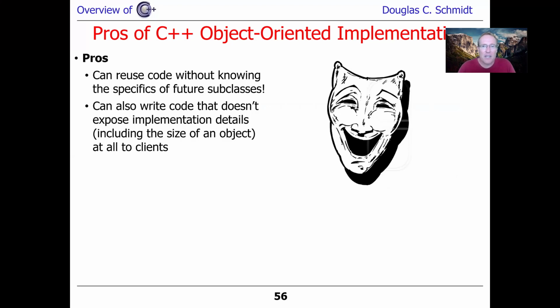So what are the benefits of doing object-oriented programming? The benefits are we can reuse code without having to know the specifics of subclasses, either ones we built when we built the original code, or more interestingly, ones that we define in the future. The other thing you can see here is we can also write code that doesn't expose any implementation details, including the size of the objects, to clients. In our particular case, we're always using a stack pointer in our code. So that code doesn't care about the size of the actual implementation. Those things will be done in the derived classes.